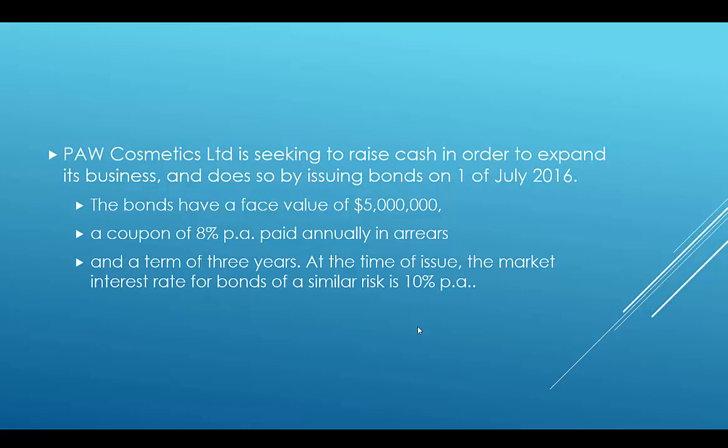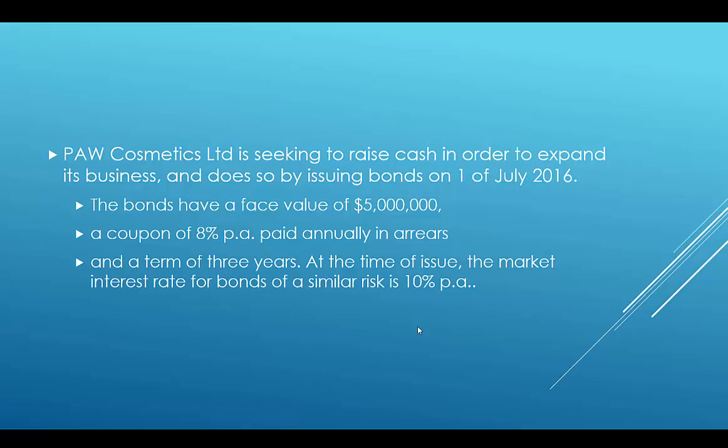And here we have a company, Pure Cosmetics, which is seeking to raise cash in order to expand its business. It does this by issuing bonds. The bonds have a face value of $5 million, a coupon of 8% per annum paid annually in arrears, and they have a term of 3 years. At the time of the issue, the interest rate for bonds of a similar risk is 10%, and that is the price at which the bonds are issued or sold.